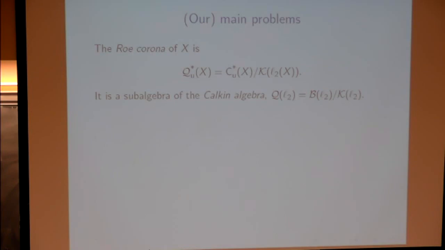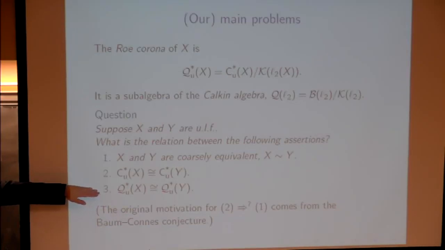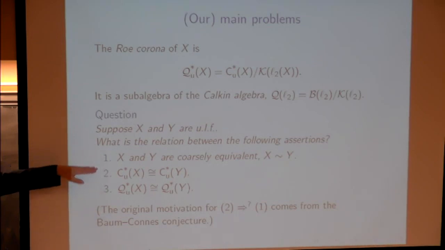But anyway, I said the questions. So suppose X and Y are uniformly locally finite metric spaces. And look at the following three assertions. One, X and Y are coarsely equivalent. Two, their uniform Roe algebras are isomorphic. And three, their Roe coronas are isomorphic. What is the relation between them? What implications do we have?